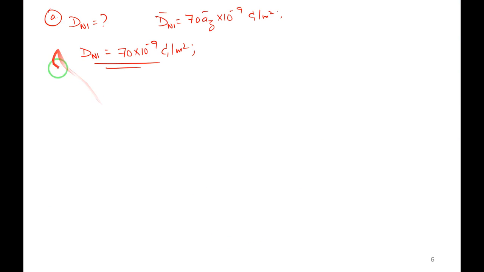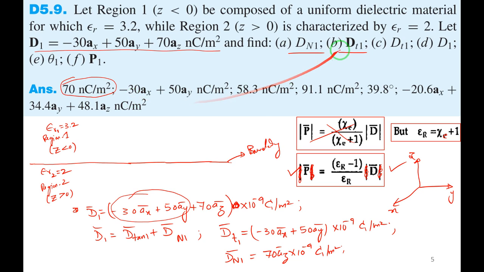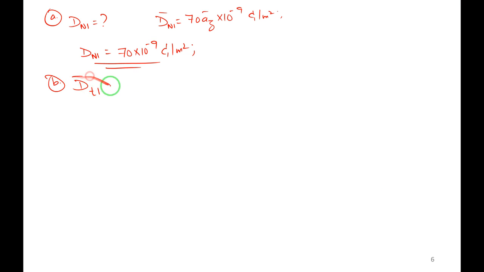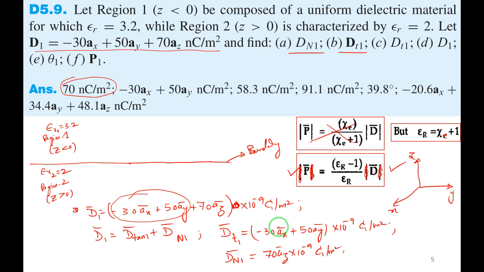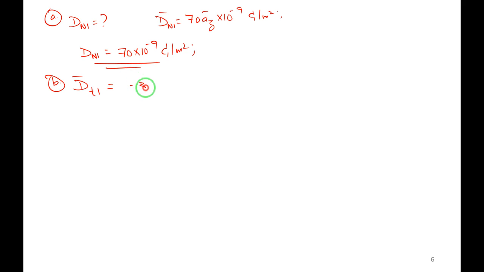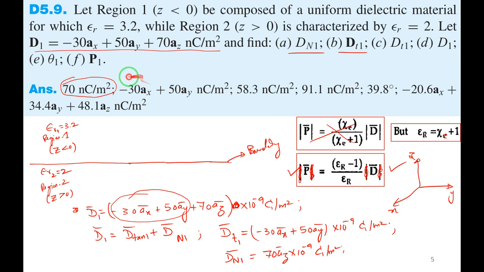Next DT1, which we have already done without being asked. For formality, write it down once again: the DT1 vector is minus 30 ax plus 50 ay into 10 power minus 9 coulomb per meter square. So this DT1 is over. Just check it, minus 30 ax plus 50 ay nanocoulomb per meter square. Next, the magnitude of DT1.